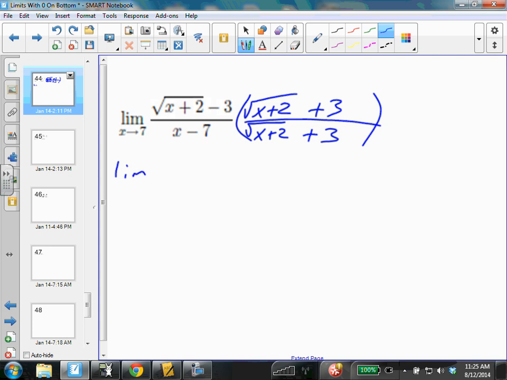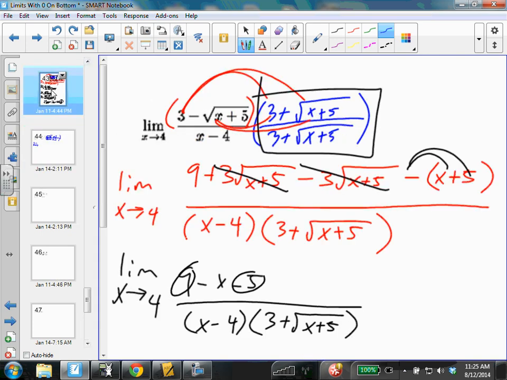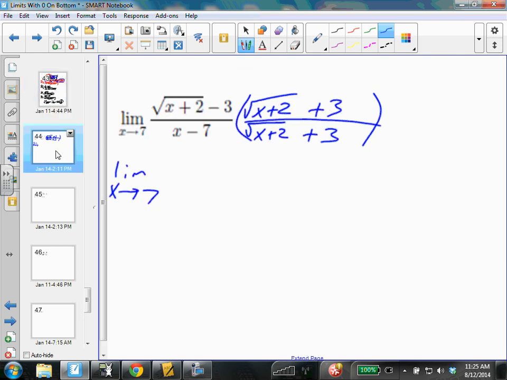So I have the limit as x approaches 7. Remember, the whole idea behind multiplying by the conjugate, you're using the difference of squares so that the middle terms cancel out. Okay? So you can go back and look at that example that we just did. The middle term canceled out so that you only get a first term and a last term.